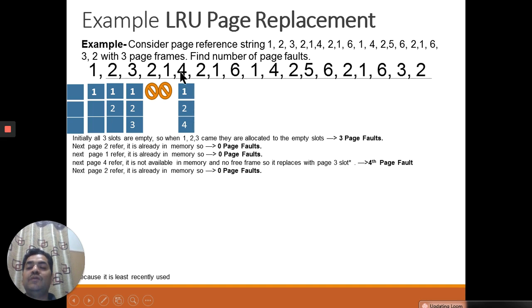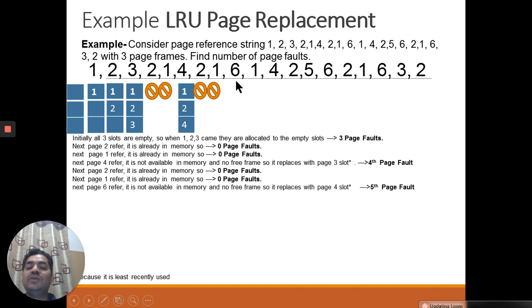2. 4 and 1 are used. 2 is there, so there is no page fault. 1 is already in the memory, so there is no page fault. 6 is not in the memory. 1 and 2 are recently used, so we replace 4, because 4 is the least recently used. That's why we replaced 4 with 6.